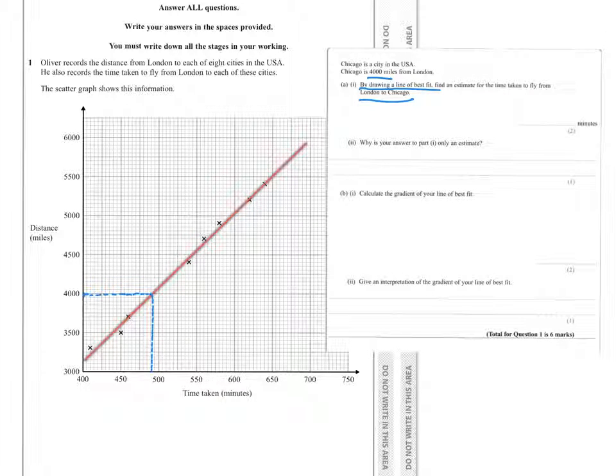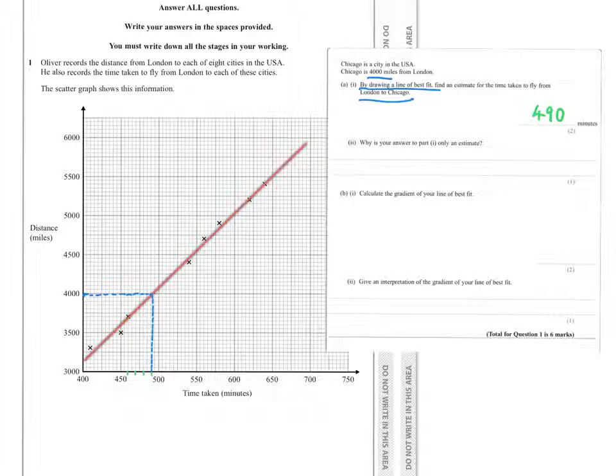And I get something like, let's have a look, let's be careful. So that's 460, 470, 480, 490. So I'm going to say 490 minutes. The mark scheme allows from 480 to 500. It then says, why is your answer to part 1, I, only an estimate?